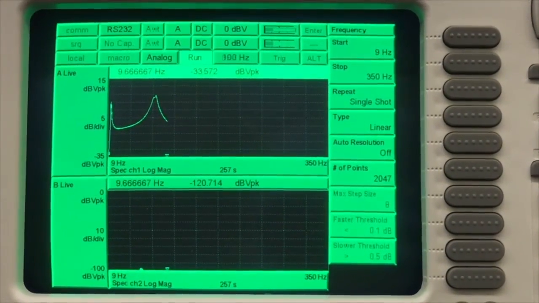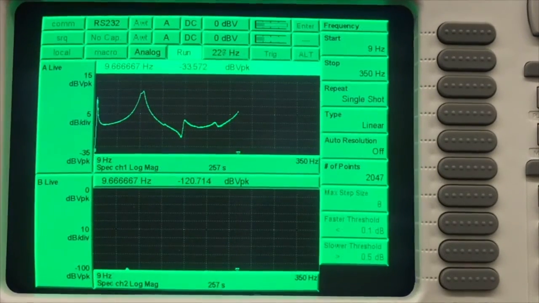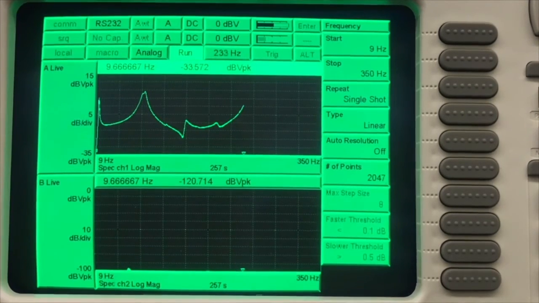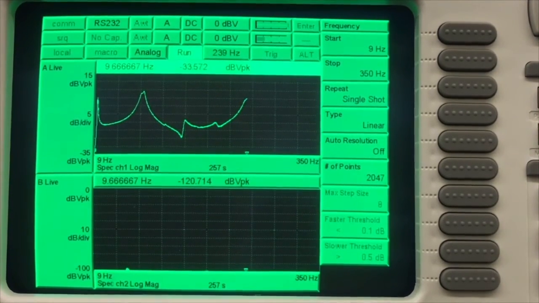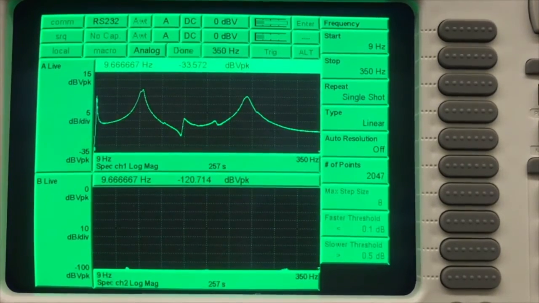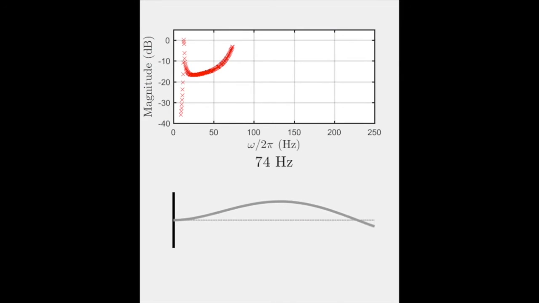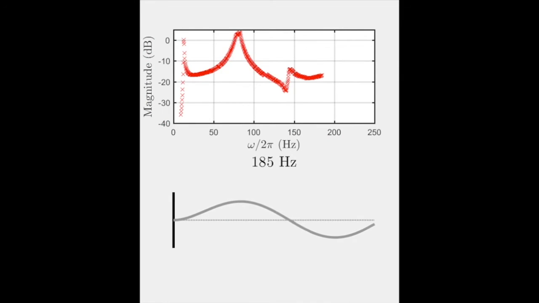The test is done between 9 Hz to 350 Hz, and the peaks at which resonance occurred were around 13, 82, and 240 Hz. This agrees reasonably to the theoretically obtained results from the analytical solution. We also show here the corresponding bending deformation of the elastic beam at different driving frequencies.